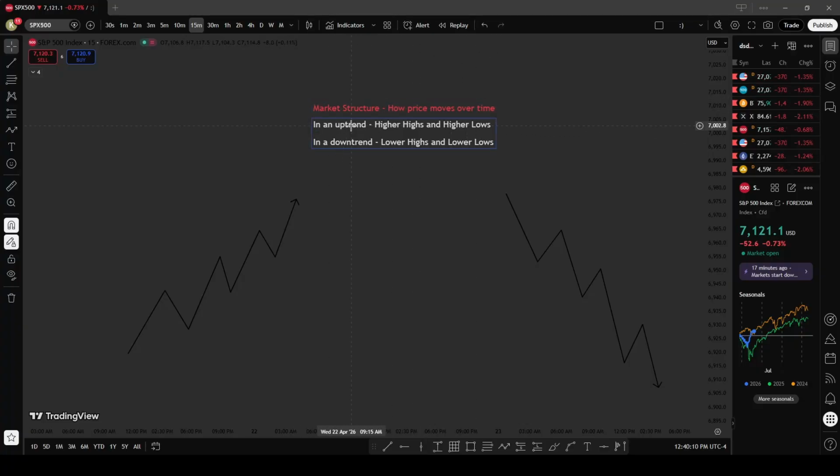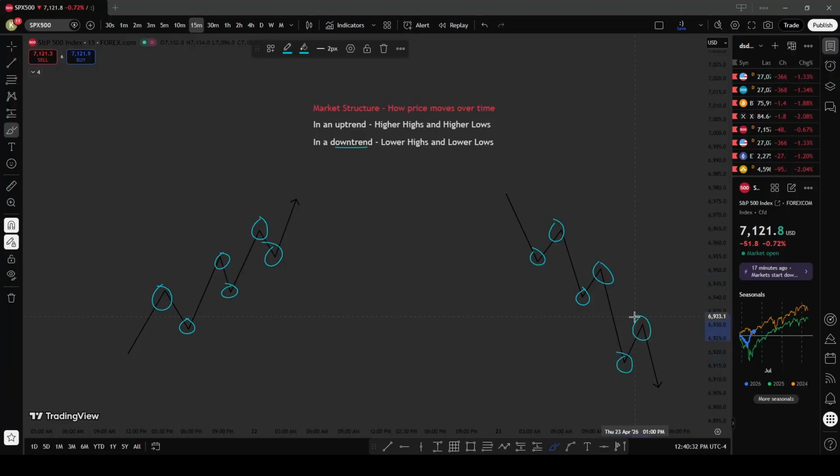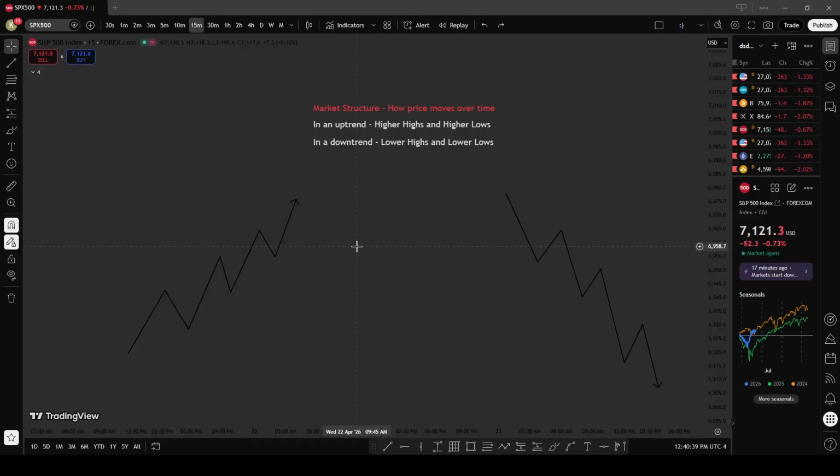So in an uptrend, price creates higher highs and higher lows. In a downtrend, price creates lower highs and lower lows. So for example, if we're trending up: higher high, higher low, higher high, higher low, higher high, and higher low. In a downtrend: lower high, lower low, lower high, lower low, and so on. Simple, but this is exactly where most traders mess up.